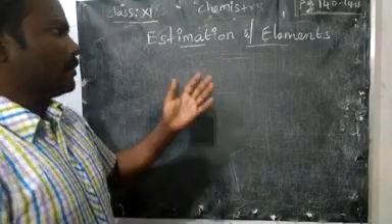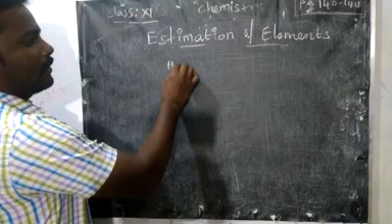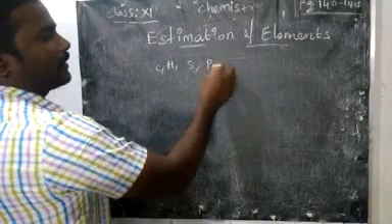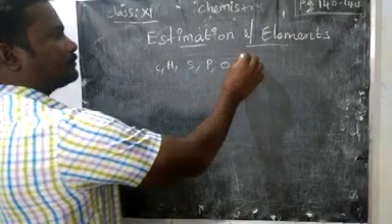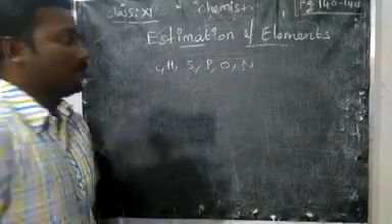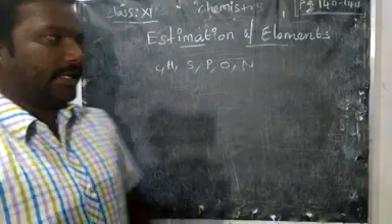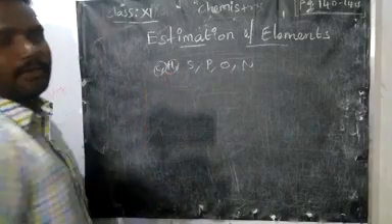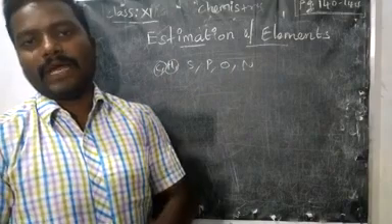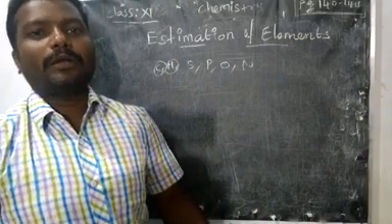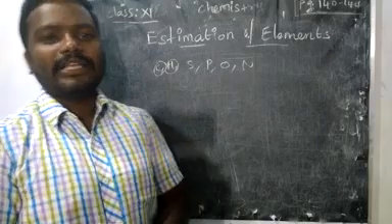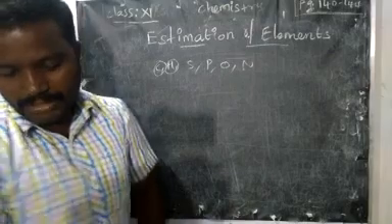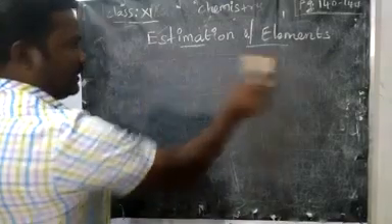The organic compounds may have carbon, hydrogen, sulfur, phosphorus, oxygen, nitrogen, many heteroatoms, right? So atom by atom, one by one, we are going to find. First, we are going to estimate how much carbon and how much hydrogen is present in that organic compound. So, estimation of carbon and hydrogen.